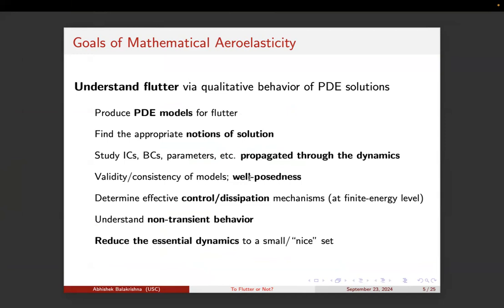And once we have established the model, we want to see, hey, can we control it? When do we not see flutter as an end behavior, like non-transient behavior? When do we see flutter? Flutter is seen as a long-term behavior, right? We wait and then we see eventually how the system behaves. So can we reduce the set of essential dynamics to a small set? That's also a question that we are interested in.